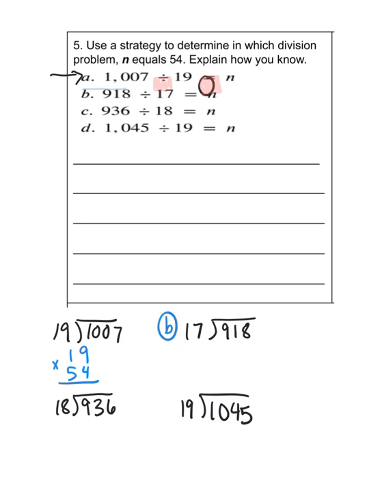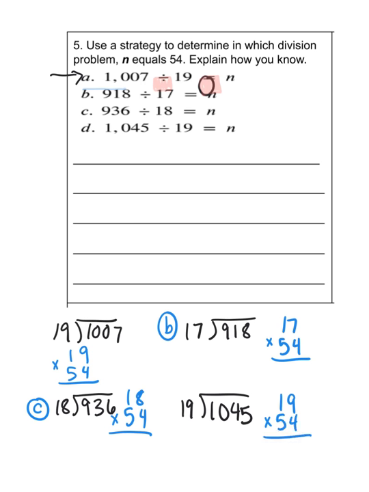For choice B, you would do 17 times 54, see if that equals 918. For choice C, you would do 18 times 54, see if that equals 936. And then for choice D, you would do 19 times 54, and see if that equals 1045. Only one of these multiplication expressions will work out to equal your dividend, and that's the correct answer. Remember, multiplication and division are the inverse of one another, or the opposite.